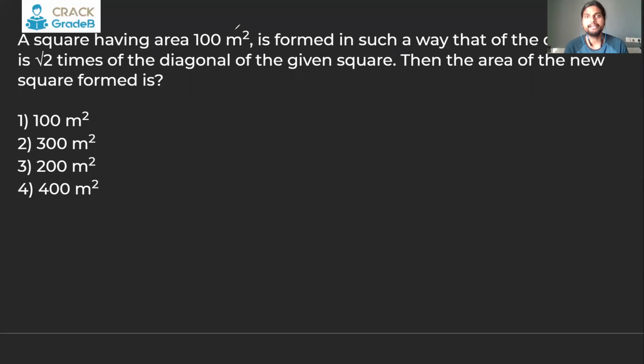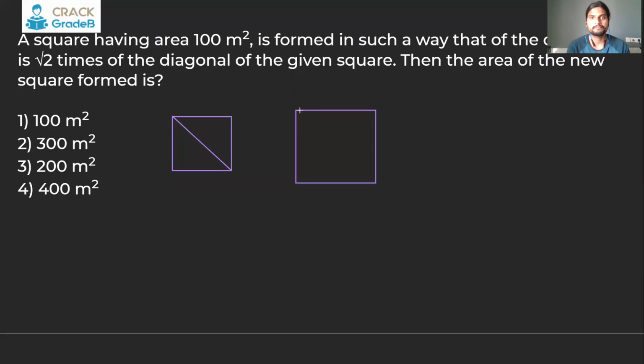A square having area 100 is formed in such a way that the diagonal is root 2 times the diagonal of the given square. Then the area of the new square formed is? So there are basically two squares. We'll draw two squares and their diagonals. They are saying a square having area 100 meters square is formed such that the diagonal is root 2 times the diagonal of the given square.